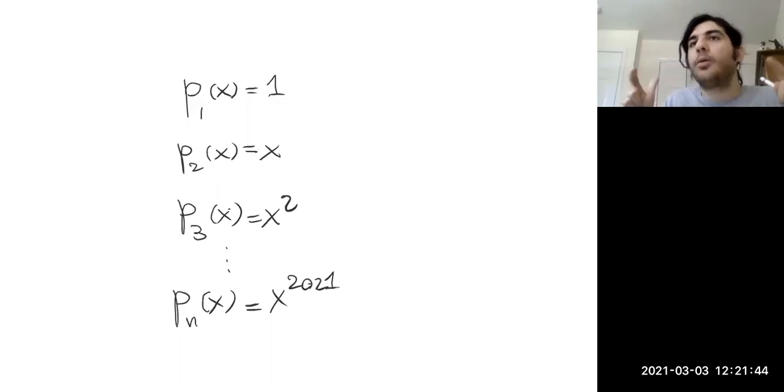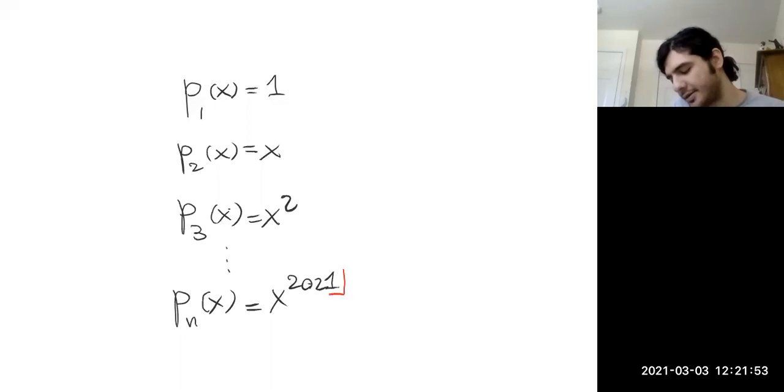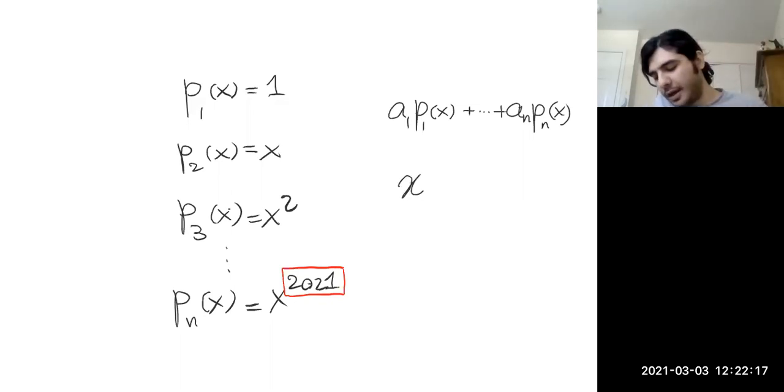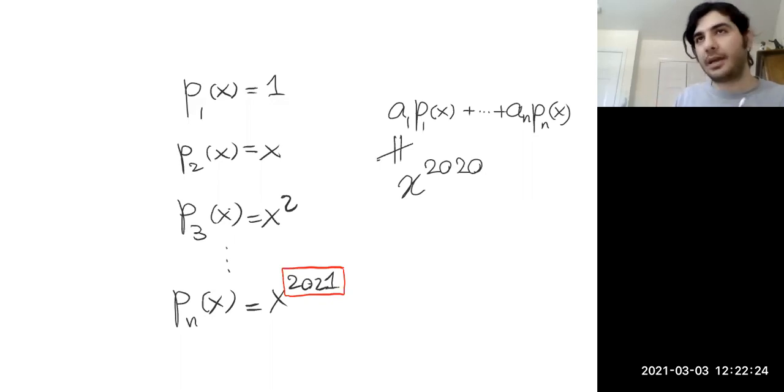If you look at the degree of these polynomials, there is one of them which has the highest degree. For example, let's say this is the highest degree. And any linear combination of these polynomials has degree at most that degree, right? So a1 p1 of x plus up to an pn of x is a polynomial whose degree is at most 2021. So there is no way you can construct a polynomial like x to the power 2020. You can never construct this polynomial x to the power 2020 using these previous polynomials, right?